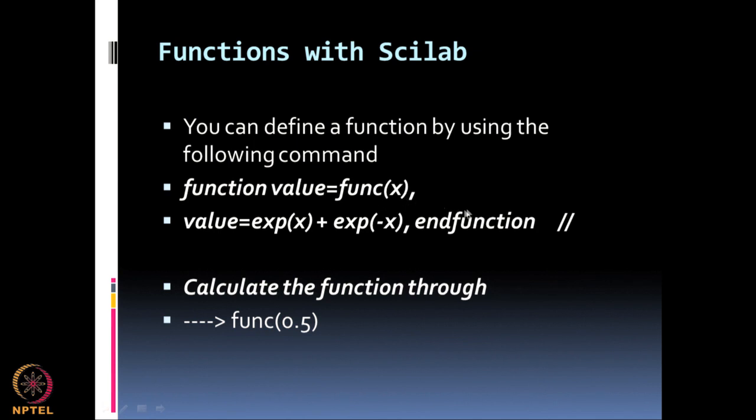So, once I define a function, suppose I want to calculate the function at x equal to 0.5. I type func into bracket 0.5 enter, then it will calculate the function value when x is equal to 0.5. Suppose I want the function at x equal to 1, I will say func is equal to 1. So, this way I define a function and estimate the values of the function for all values of x given in the bracket. This is how a function is defined.